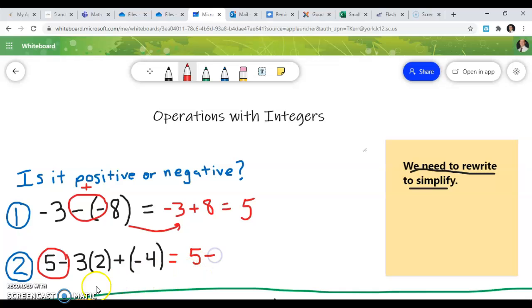5 minus. What I am going to do is the 3 times 2 because I know that comes first. And 3 times 2 gives me 6. And then again, I'm not going to use any of this stuff yet, so I'm going to rewrite it as well. Plus -4. Good. And so that's what I mean by we need to rewrite to simplify.